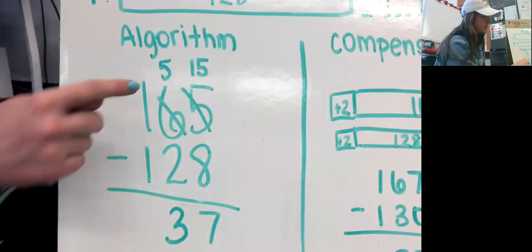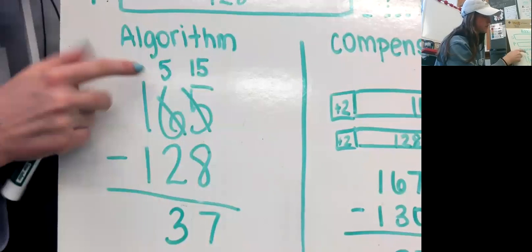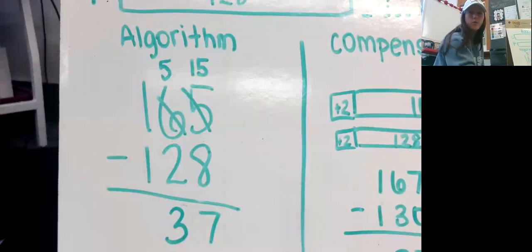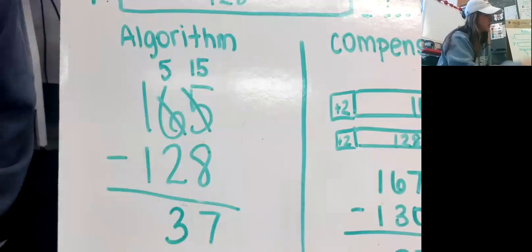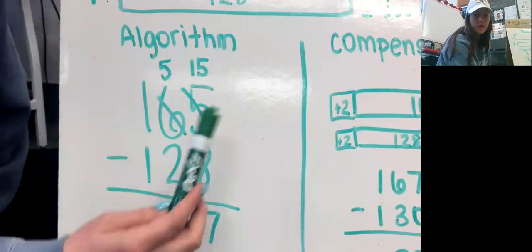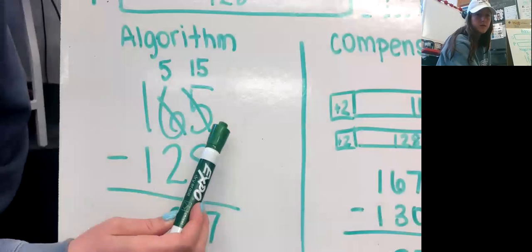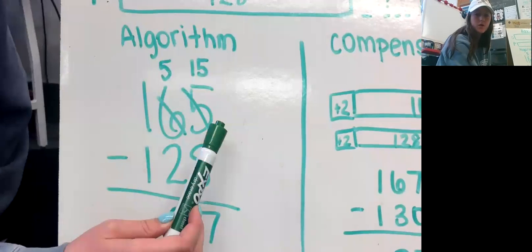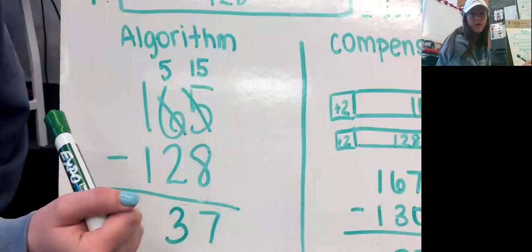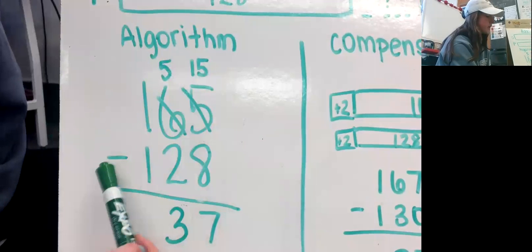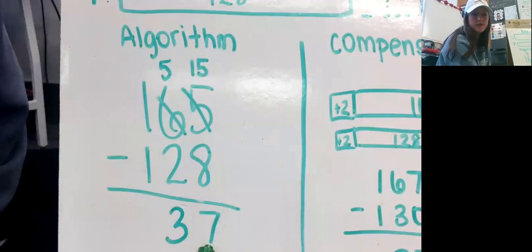So I went to my tens place, I borrowed 1, and this became a 5. I took away 1 from 6, right? If I have 6 and I take 1 away, now I have 5 tens left. I brought that 10 over to my ones place, so I added 10 to my 5 ones that were already there. So this number became 15. Now I have enough to take away 8. So I did 15 take away 8. That leaves me with 7.